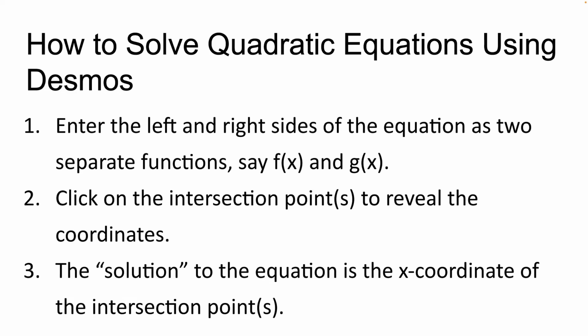Let's go over the directions on how to solve quadratic equations using Desmos, and then we'll look at some examples together. First, enter the left and right sides of the equation as two separate functions, say f of x and g of x. Next, click on the intersection point or points to reveal the coordinates. The solution to the equation is the x-coordinate of the intersection point.